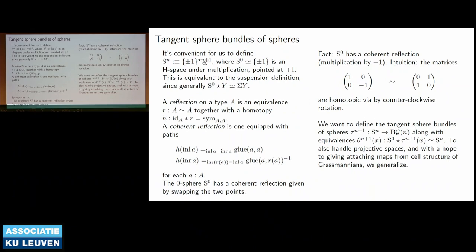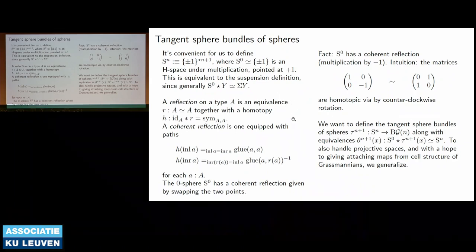So for this definition, it's most convenient to use the definition of spheres where they are join powers of the zero sphere. So we define the n-sphere to be the n+1 join power of the zero sphere. And the zero sphere is, of course, an H-space under multiplication. You can point it at +1.